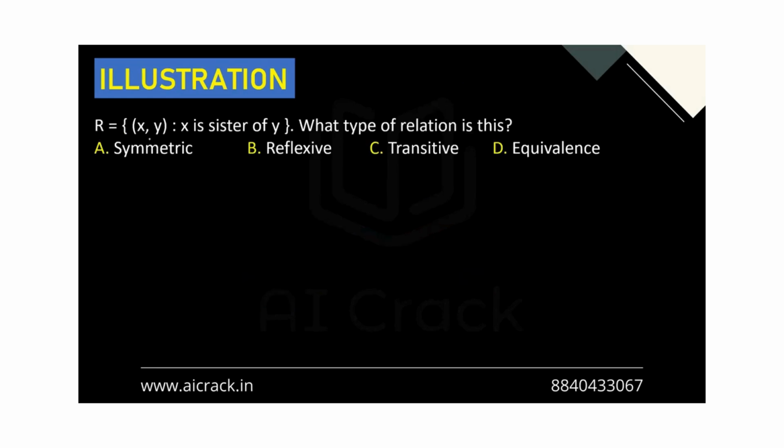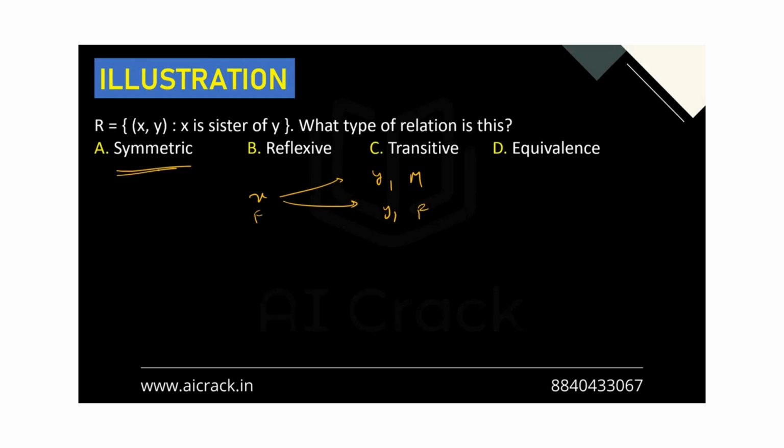We have this relation x comma y where x is a sister of y. What type of relation is this? So this basically means we have all the elements. This is written in set builder form. So we have all the elements x and y where x is a sister of y, right? Now when we say that x is a sister of y, it definitely means that x is female and y can be male or female. In both cases, x is sister of y, right?